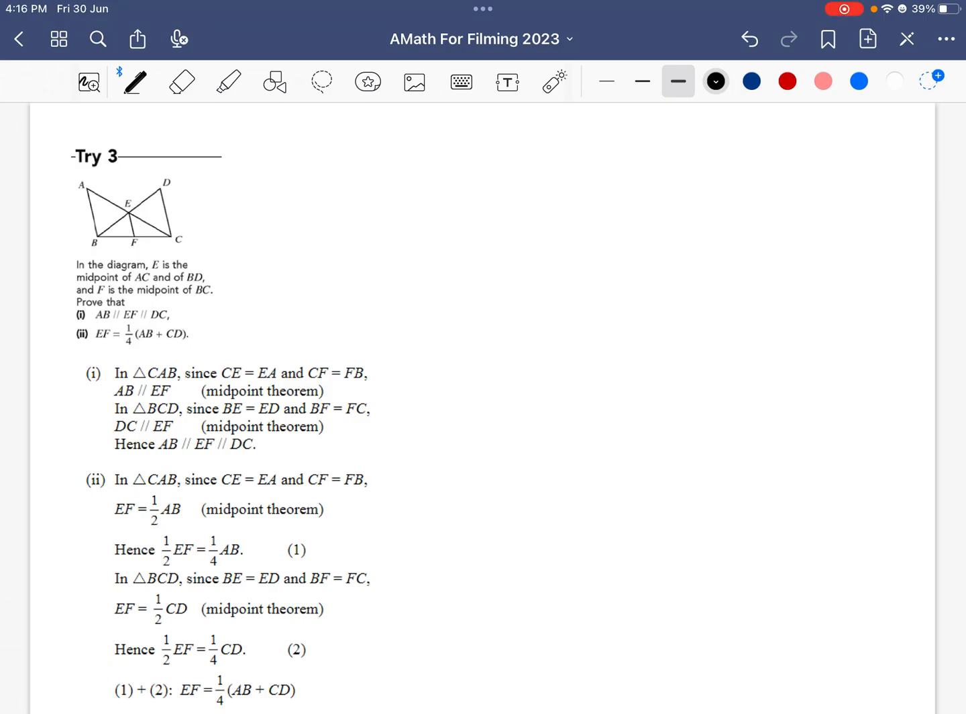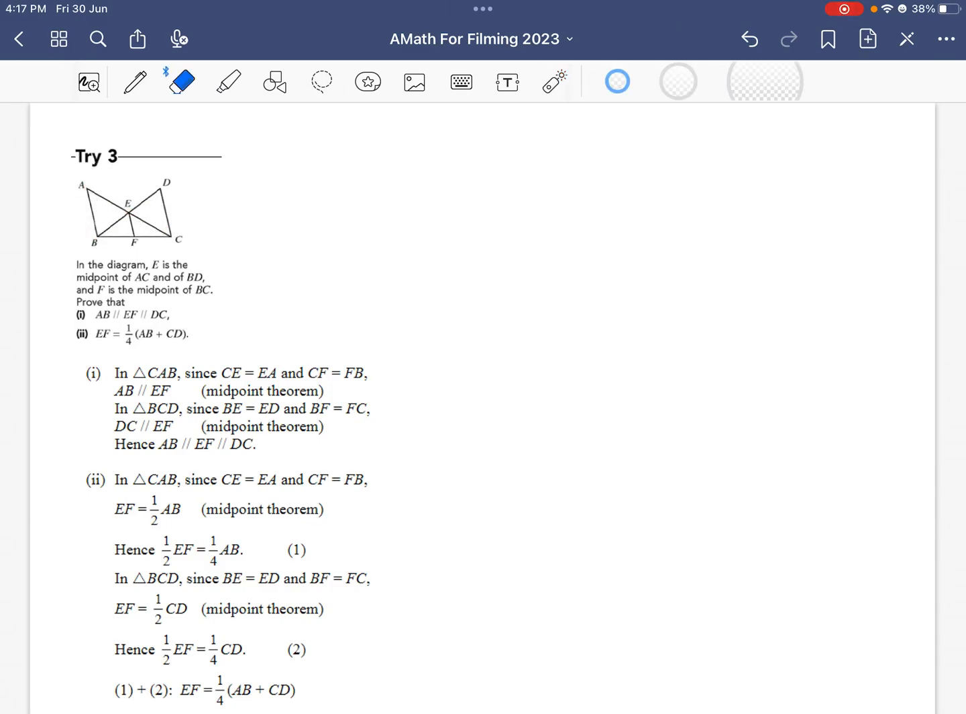Okay, for try 3 itself, if I want to find, first I consider triangle CAB. So for triangle CAB is here. What I can actually say here is this. It's given that E is a midpoint of AC and F is a midpoint of BC. So since they are both midpoints, by midpoint theorem, I can say that AB and EF are parallel.